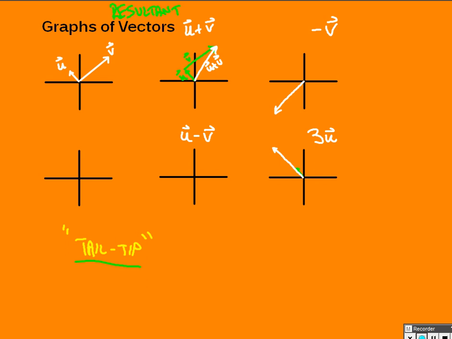And this last one, u minus v, well, really, you should be thinking of this as u plus negative v. So same idea with the tail tip idea. You go u, and then I would go, well, here's what negative v looked like. So your resultant would be going back from your original to where you finished up. That white arrow is u minus v.